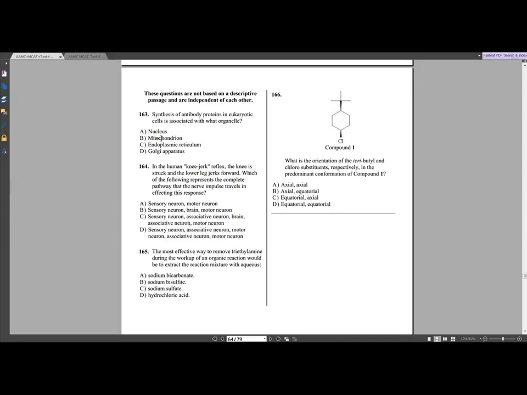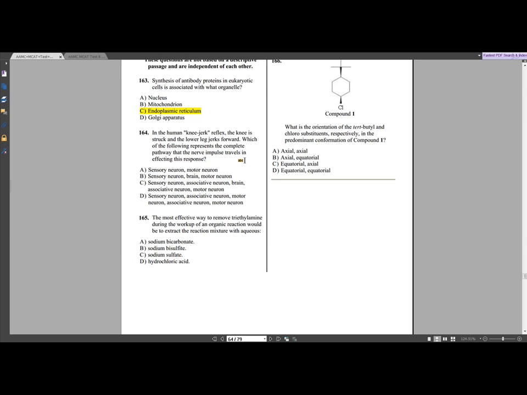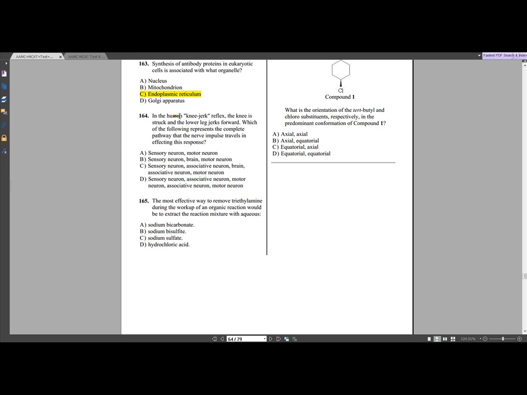Antibodies synthesis is associated with... well, it's a protein, so I'm guessing it's probably ER, since ER has a bunch of stuff on top of it, ribosomes. But Golgi apparatus also does stuff like that. It modifies proteins. So who knows?